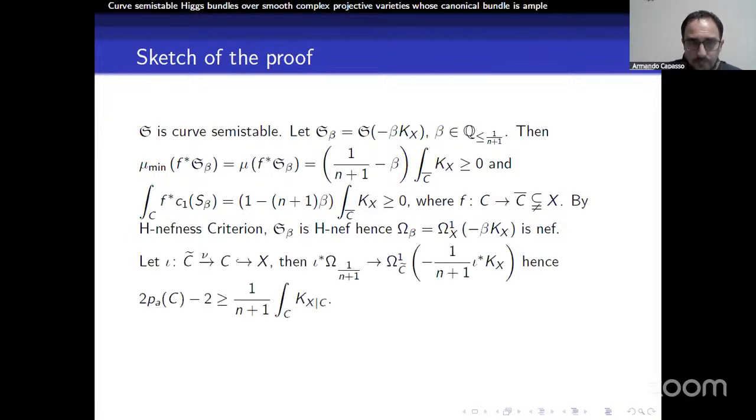Now, I consider the normalization tilde C of C. I consider the pullback of omega 1 over n plus 1. A quotient line bundle of this vector bundle is the following. This is a twisting of the canonical bundle of the normalization of C. By the previous step, iota pullback of omega 1 over n plus 1 is nef. Hence, this quotient line bundle is nef again. Hence, we obtain this inequality, which is exactly the algebraically hyperbolic condition for X.